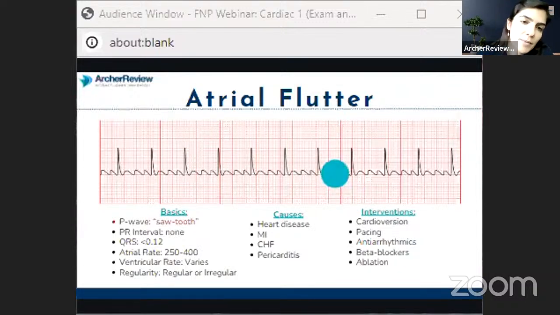It's coming from the same place. It's going to be a very classic look. You can't calculate the PR interval because there are multiple P waves, but that QRS is narrow, so it is an atrial beat.